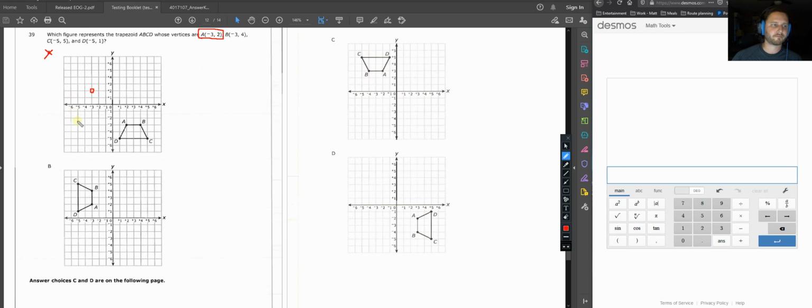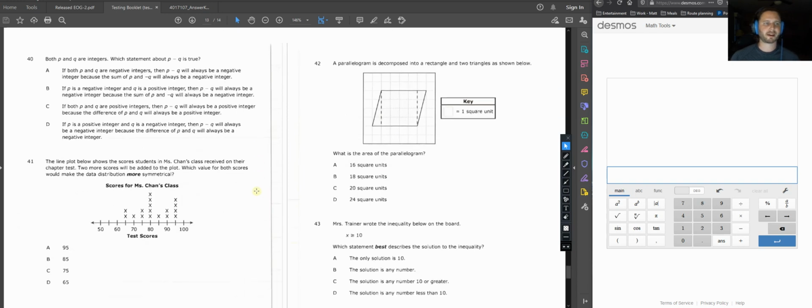A is out. For B, -3, +2, that checks out. That is where A should be. For C, -3, +2, nope, there is nothing there. And for D, -3, +2, nope, there is nothing there either. So while C was kind of close, B is the only one that has the coordinates in the correct page, or in the correct section. So that's going to be number 39.